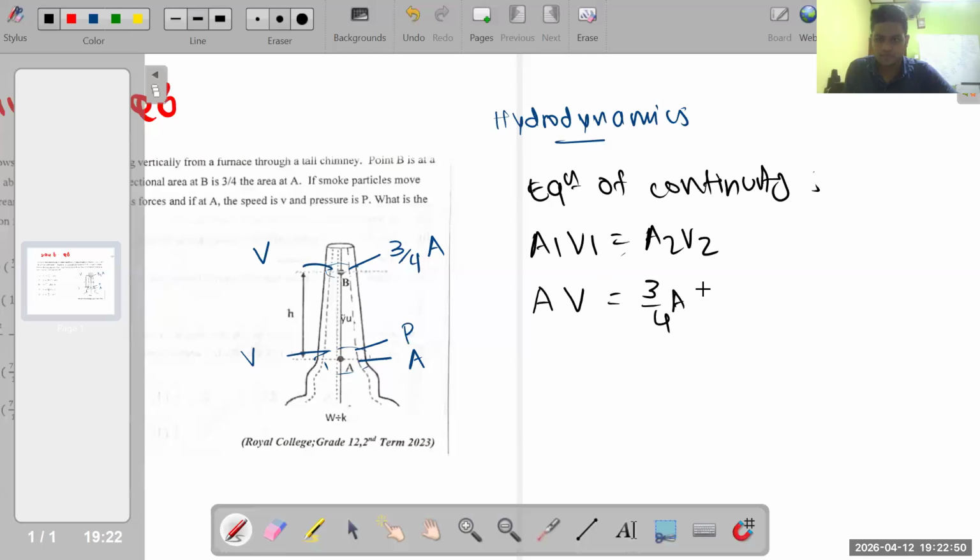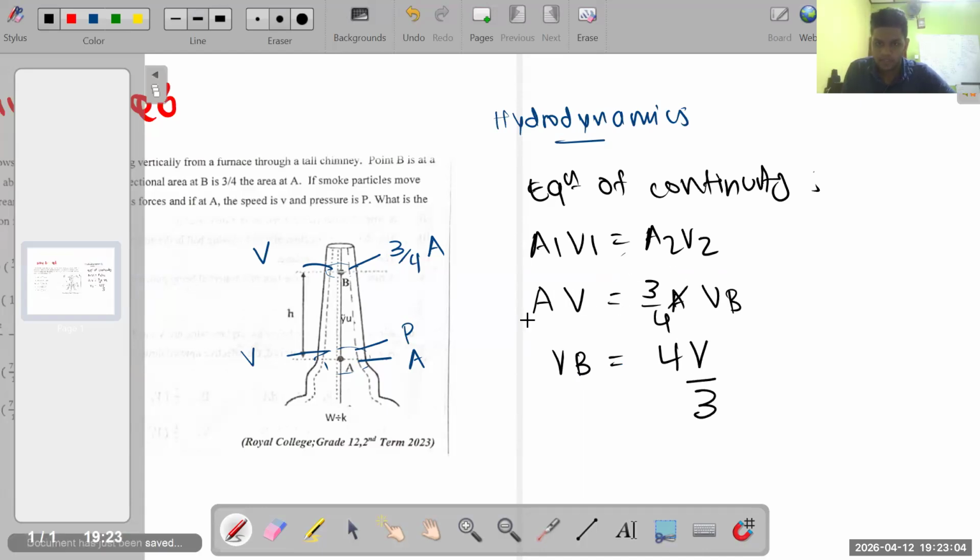The second velocity, which means the velocity at B, we have to find in terms of these. So if we find it, VB equals 4V over 3. Why? A and A would be cutting off, right? We have found the velocity at B with respect to the velocity at A.